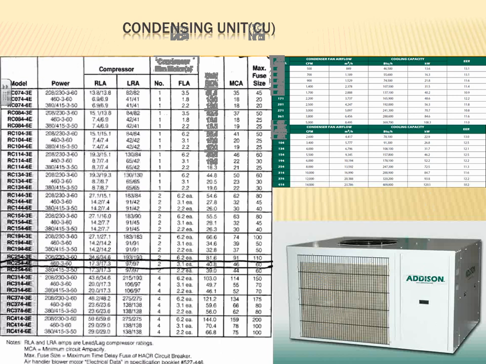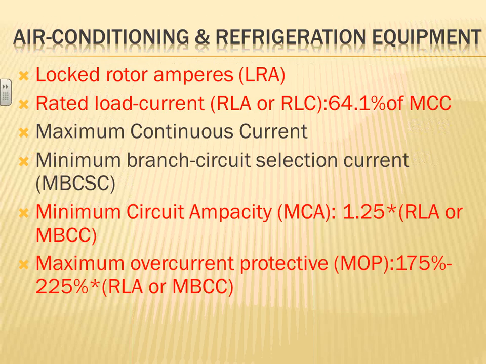The other one in there is, you said the minimum branch circuit selection current was equivalent to the rated load amps, but it's really equivalent to the minimum circuit capacity. The way I understand it, if you have multiple things inside the unit, you take the rated load amps of each of these pieces of equipment. The minimum circuit capacity is calculated by taking the rated load amps of the compressor, multiplied by 1.25, plus the full load current of the fans, the compressors, the heaters and everything else, and that will get you the minimum circuit capacity.